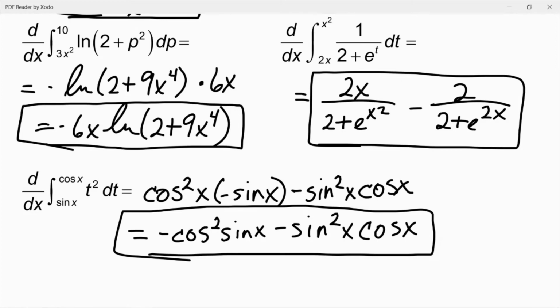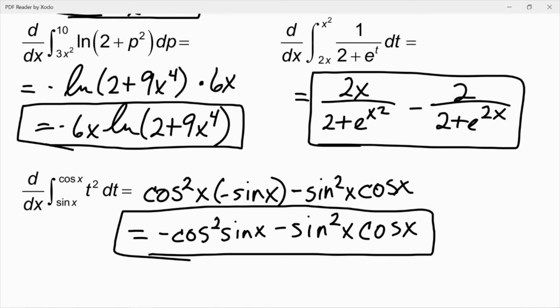Okay, so here are the solutions that you should have come up with. You can see the next one went from 3x squared to 10. So I'm going to end up with a negative because the x is the lower limit. And I'm also going to have to multiply by 6x after I've plugged in the 3x squared because that's the derivative of 3x squared. Now, the last 2 have x's in the upper limit and the lower limit.